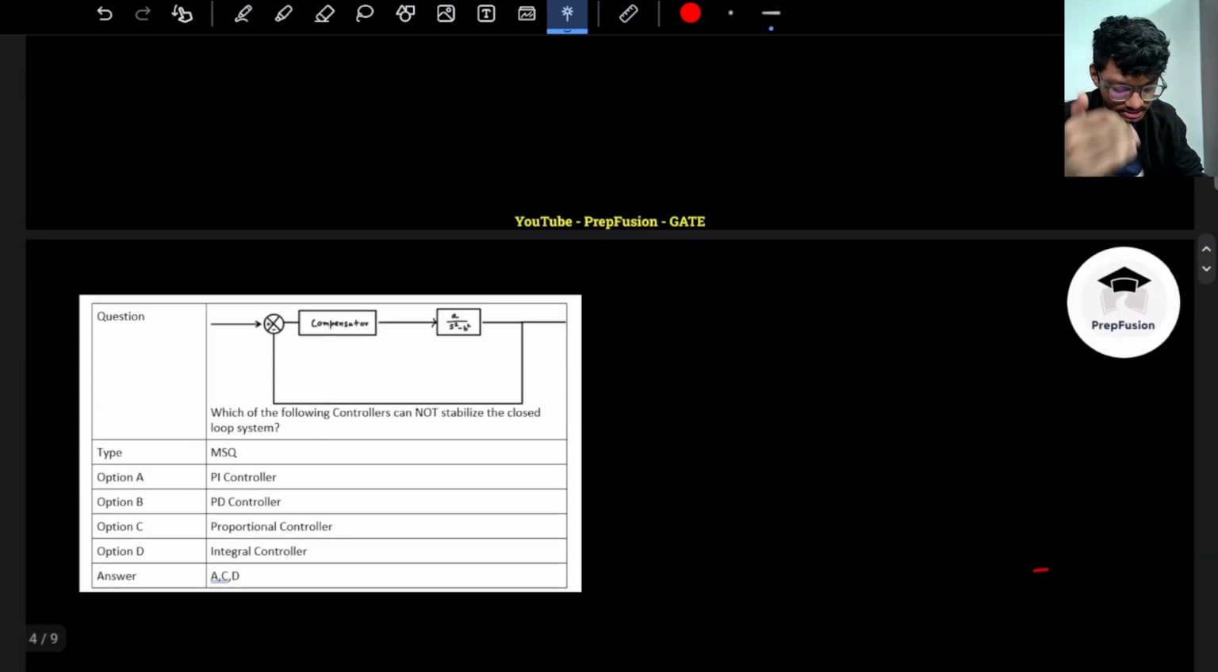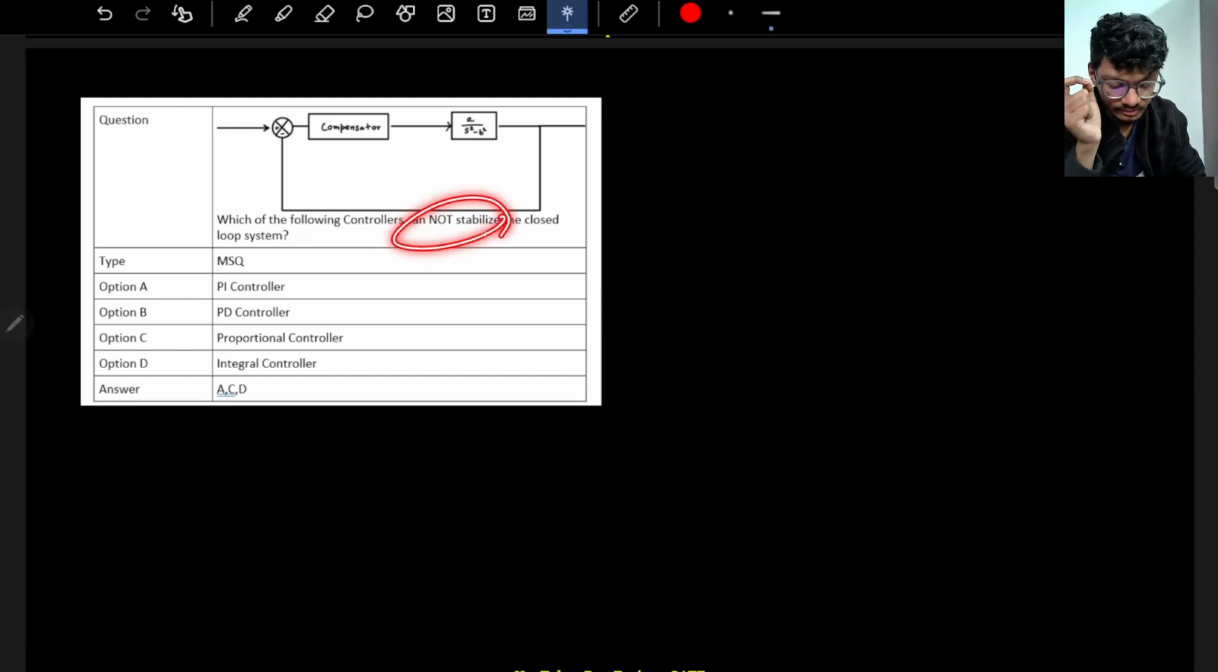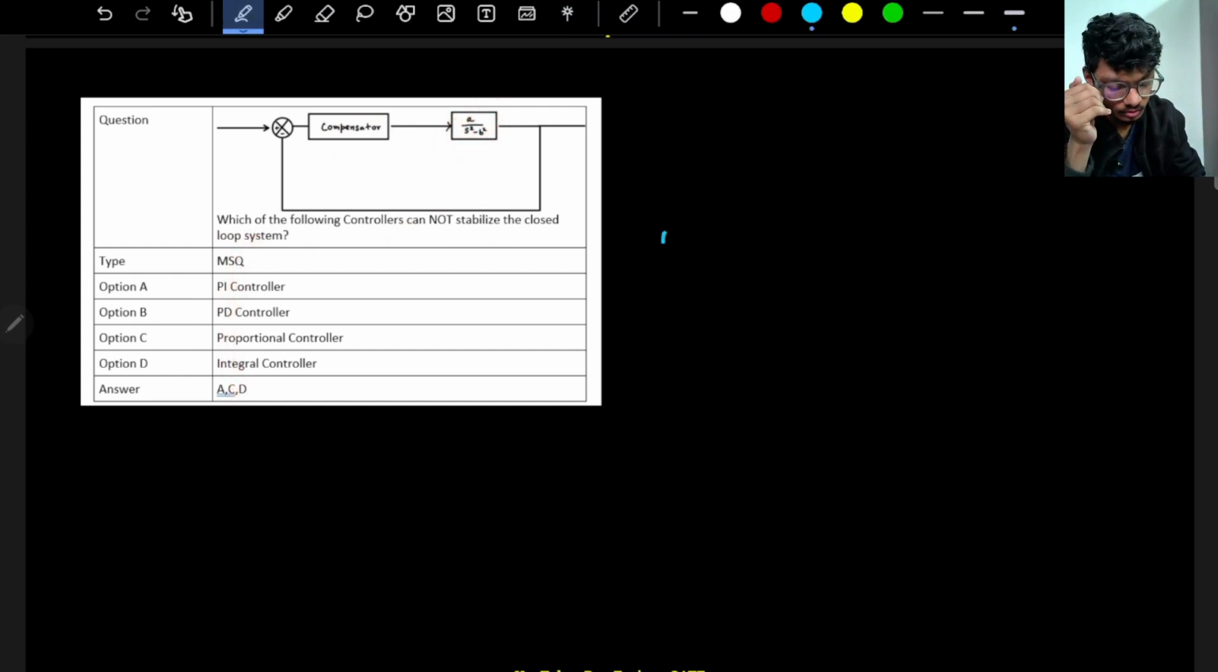Let's move on to the next question. So let's solve this question. Now they are asking which of the controllers cannot stabilize the closed loop system. Which of them cannot stabilize? This is an MSQ. So this is a controller and this is the OLTF, open loop transfer function. So I have to check for each of them, will they be able to stabilize my system or not. So if I check for the first one, that is a PI controller. PI controller transfer function is simply Kp plus Ki divided by s.